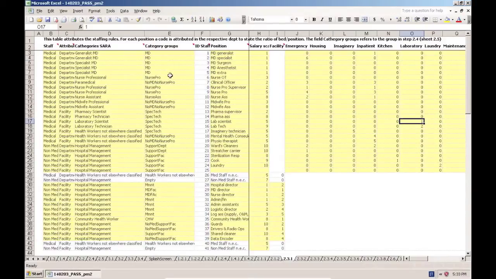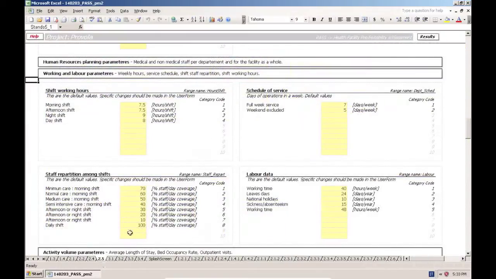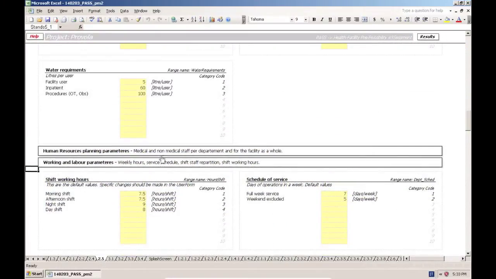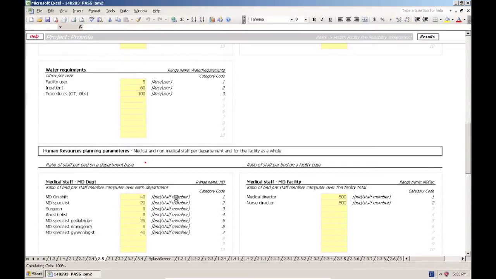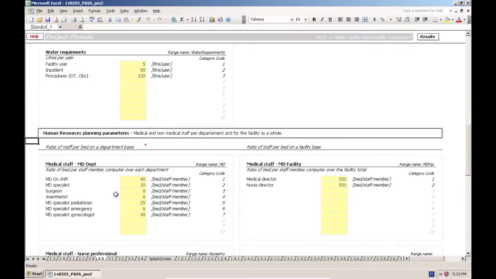So for the human resource, these are the titles of the tables where the ratio of bed per position are stored. So MD, for example, is the name of the table where the ratio bed per staff member are stored.